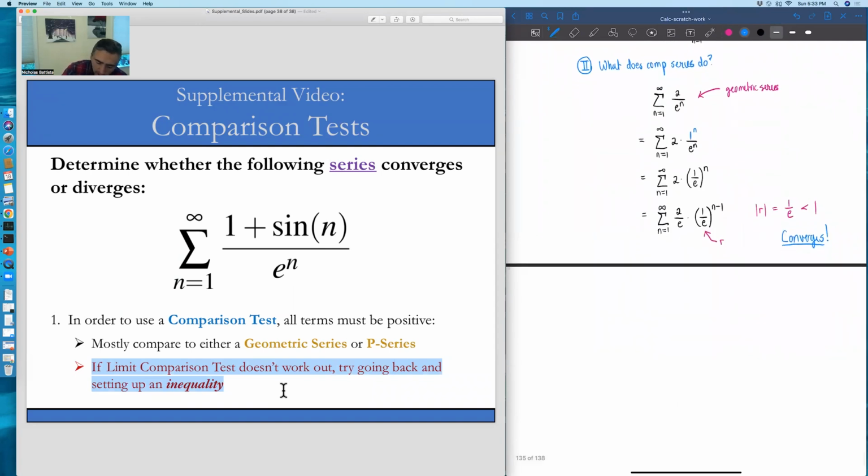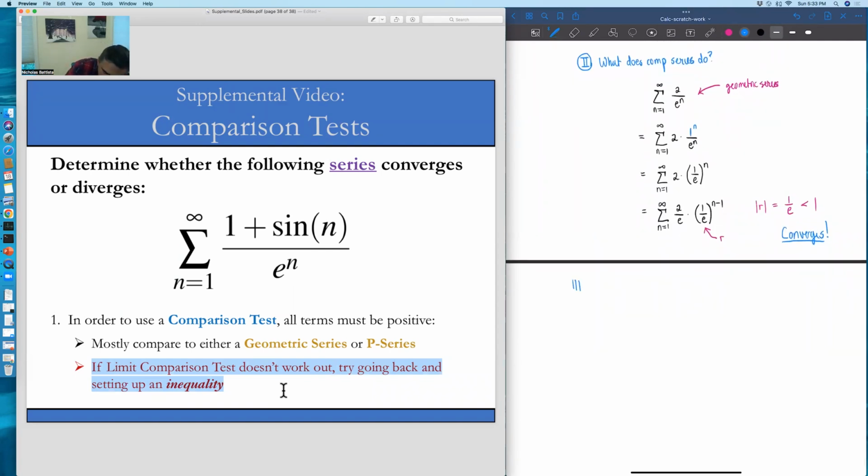Which brings us to the choice: once we have the series we're comparing to, and once we know that series converges or diverges, we can either go down the limit comparison route or we can try setting up an inequality. What I just want to show us first is what happens if we try the limit comparison route on this problem.